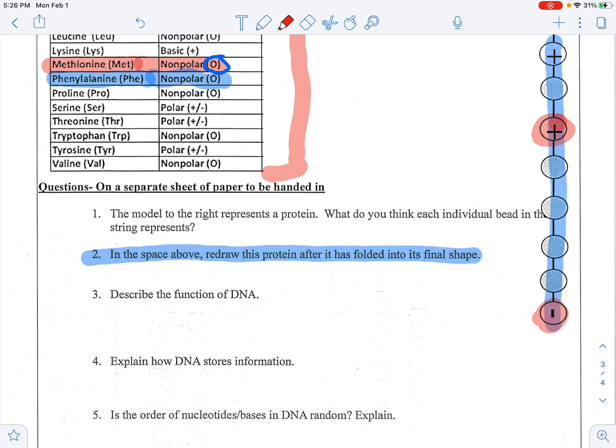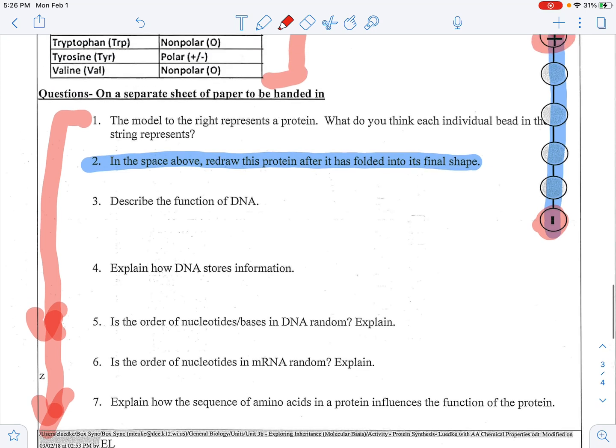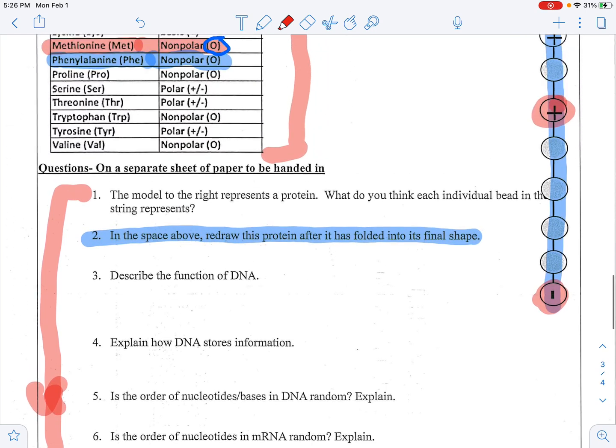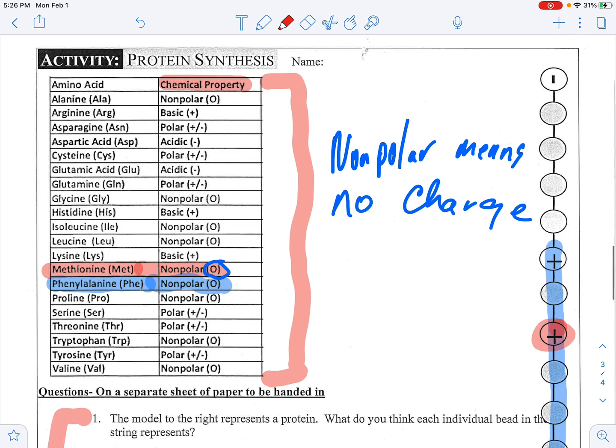But then, yes, you should do these other questions all the way down, including question number 7 right here. So this is an important introductory activity to how DNA stores information. That's a little bit of an introduction there. If you have any questions, you should let me know, but that is the end of this video.